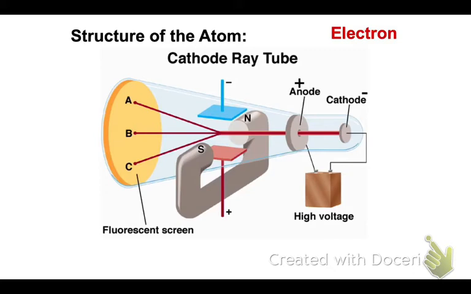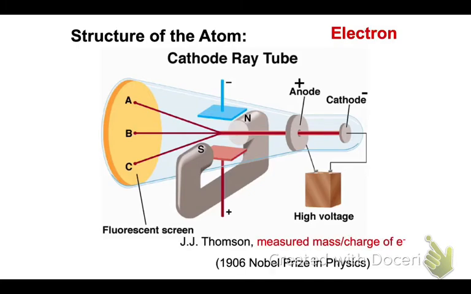The cathode ray tube was the experiment that led to the discovery of the electron. As we have noticed, there is a negatively charged particle that was attracted to the positive part of the electrical field that was applied. The scientist that discovered the electron, his name is J.J. Thomson, and what he was able to measure is the mass over charge ratio of the electron.